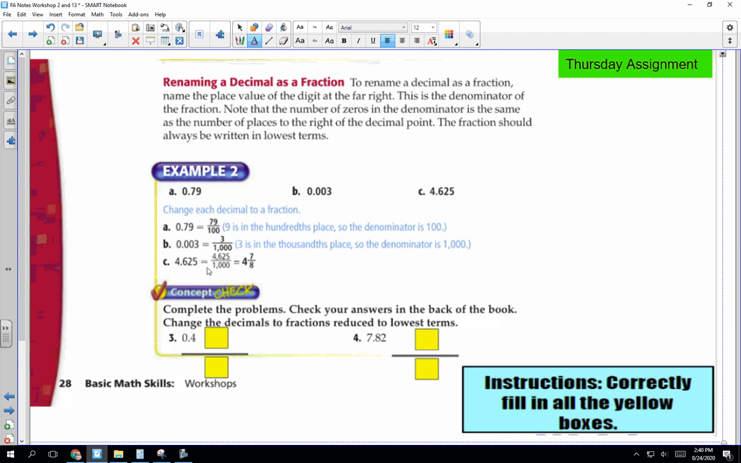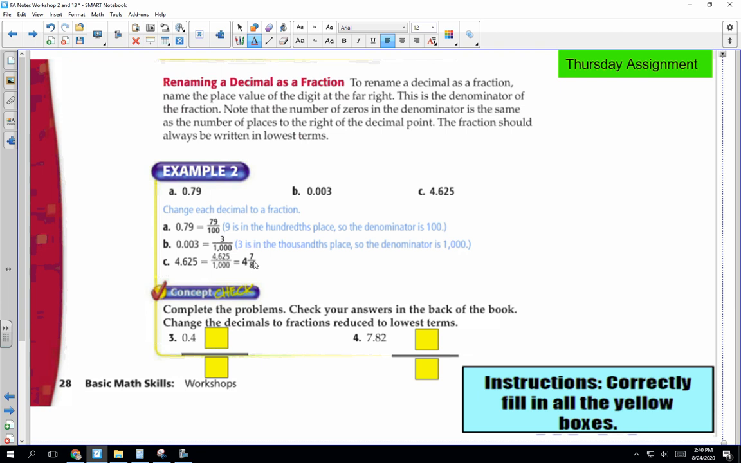All right, last but not least in our examples, 4 and 625 thousandths. So we put 1,000 on the bottom and we put 4,625 on the top. 1,000 goes into 4,625 4 times.